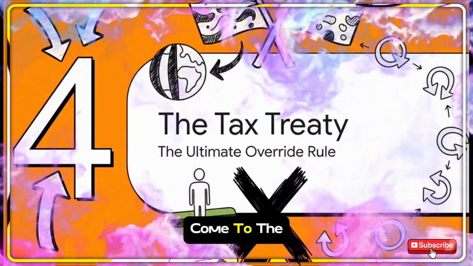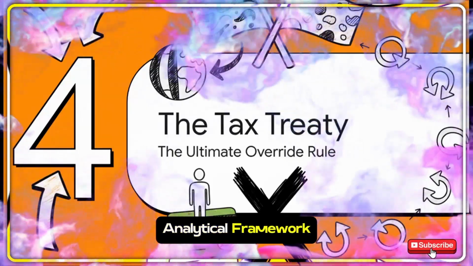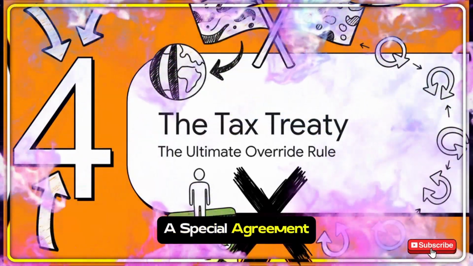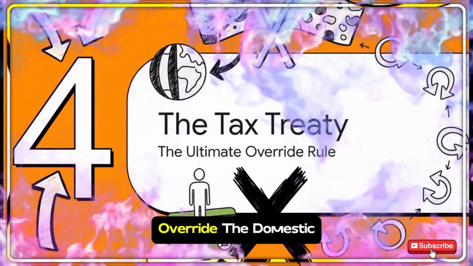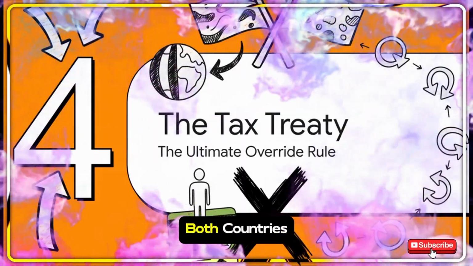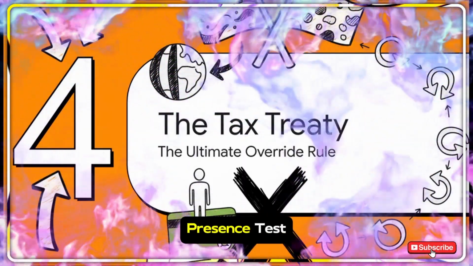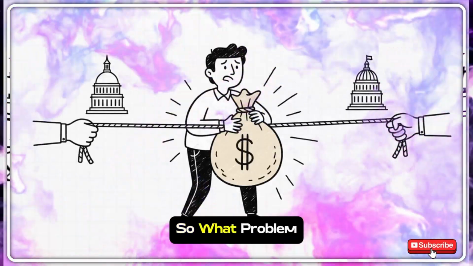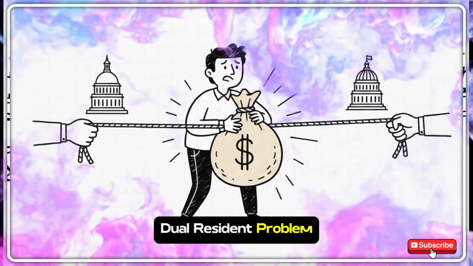And now we come to the top of the pyramid, the highest level of this whole analytical framework, the tax treaty. A tax treaty is basically a special agreement between the US and another country that can literally override the domestic tax laws of both countries, including the green card test and the substantial presence test. This is the ultimate tiebreaker. So what problem do these treaties solve? They solve the dual resident problem.